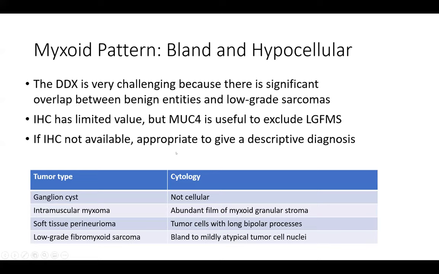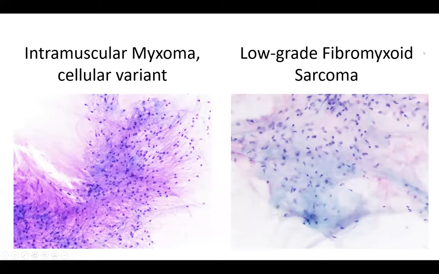If immunohistochemistry is not available, it's appropriate to give a descriptive diagnosis and favor benign or malignant. So just to show how difficult this differential can be, here's an example of an intramuscular myxoma that's particularly cellular. You can see here this myxoid stroma is abundant, somewhat granular and filmy, just kind of spread in the background. And the spindle cell population is really, really uniform.